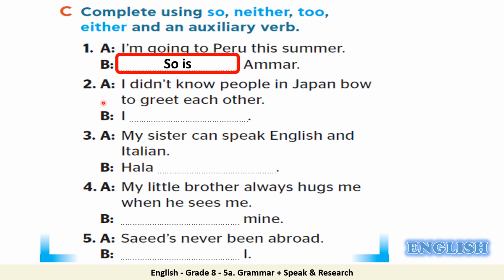B. So we started with the subject here, right? And the sentence here is negative. Well done. I didn't either. I didn't either. Very good.